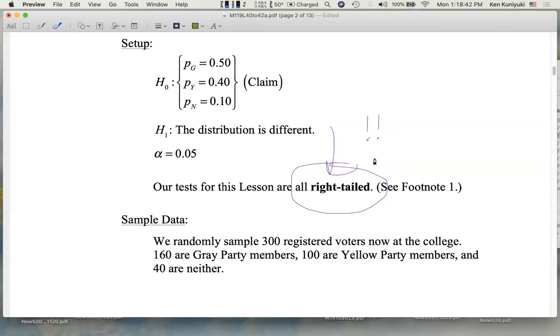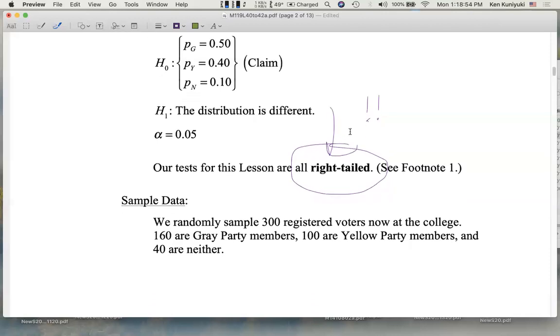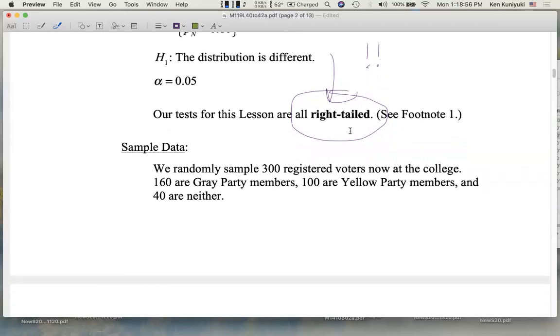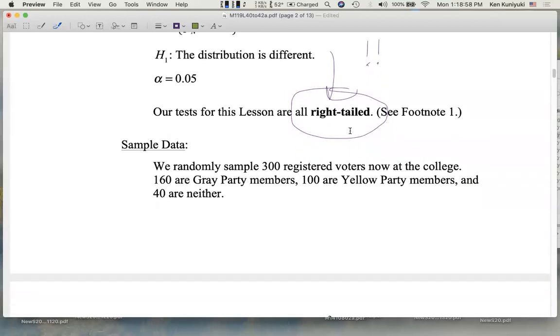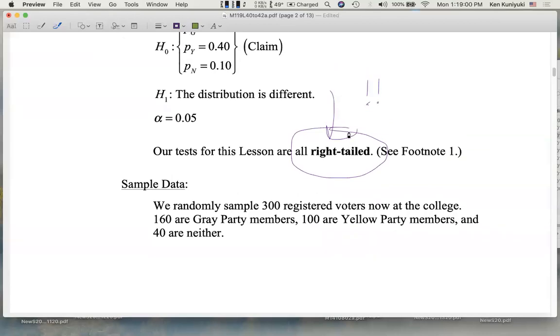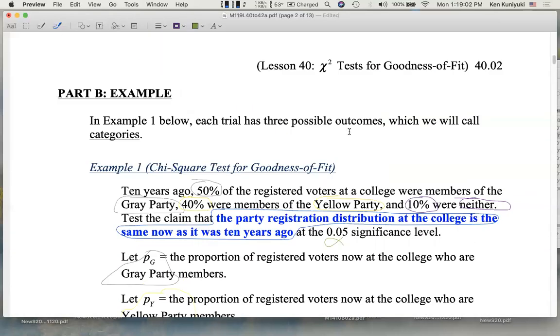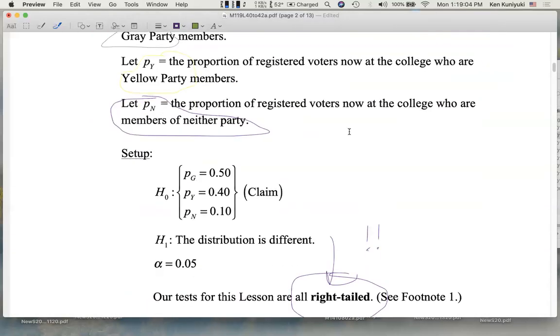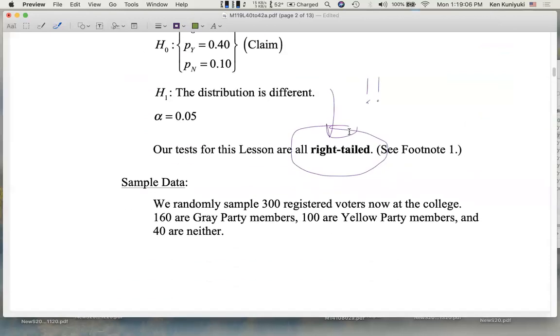In fact, when you get beyond tests for standard deviation and variance, the chi-square test we're going to talk about in our class will be right-tailed. Okay. So that's the setup. I've been talking about the setup and an example here. Let's conduct the test. Let's actually talk about the sample data and what we do with it next time.